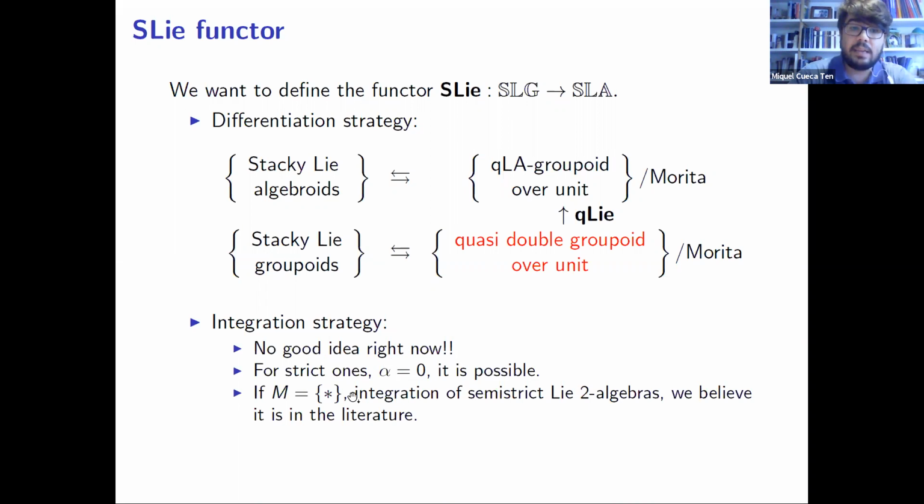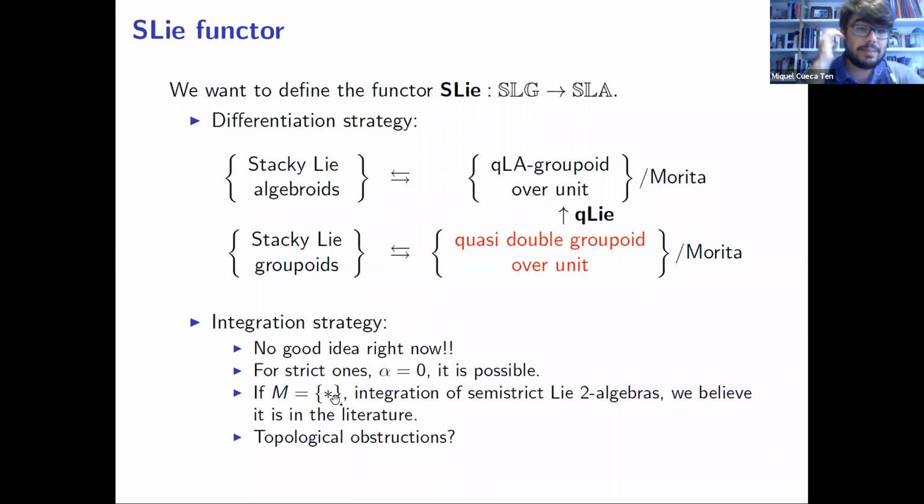Even in the case where M is a point, we believe that it is known, but we couldn't find any direct proof in the literature. So maybe someone in the audience knows and can help us with this. But the point is that there are many definitions of what a semi-strict Lie 2-group is, and there are different proofs for different objects. So we would be really glad if someone can point us to where to find the proof, even in the case of a point.